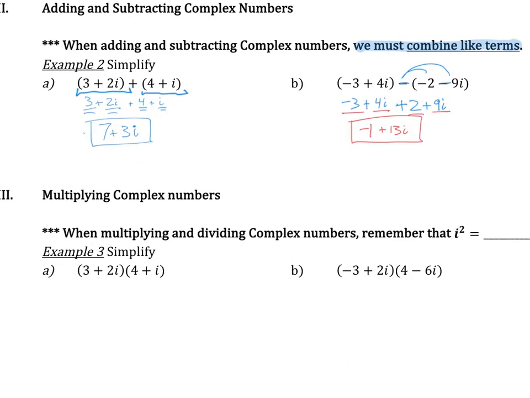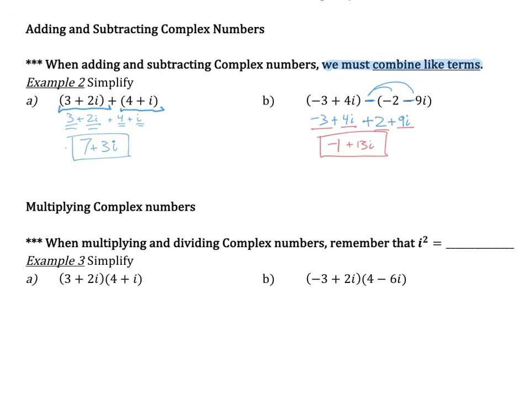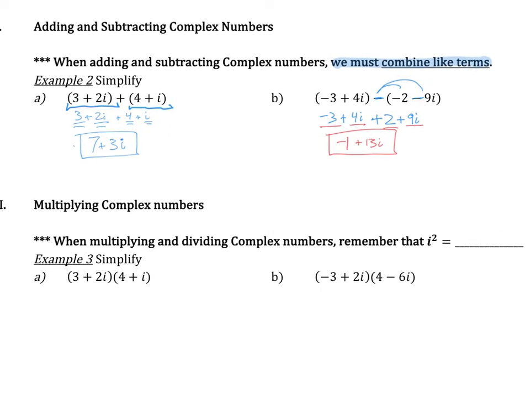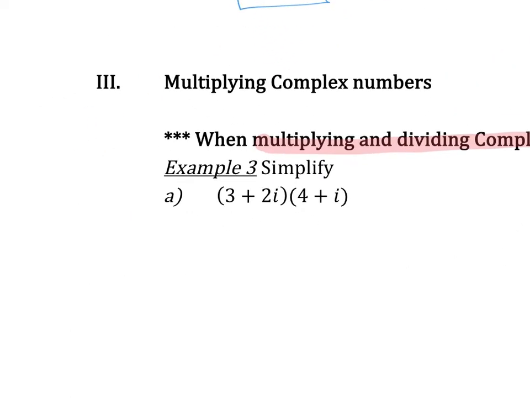Okay? Now multiplying and dividing gets a little more interesting. So when we're multiplying or dividing, the key is this. The key is to remember that i squared, since i is the square root of negative 1, i squared is negative 1. That's the key there. So we're going to run into that. Here we'll see. So here, again, just treat it like a variable. Treat i like a variable.